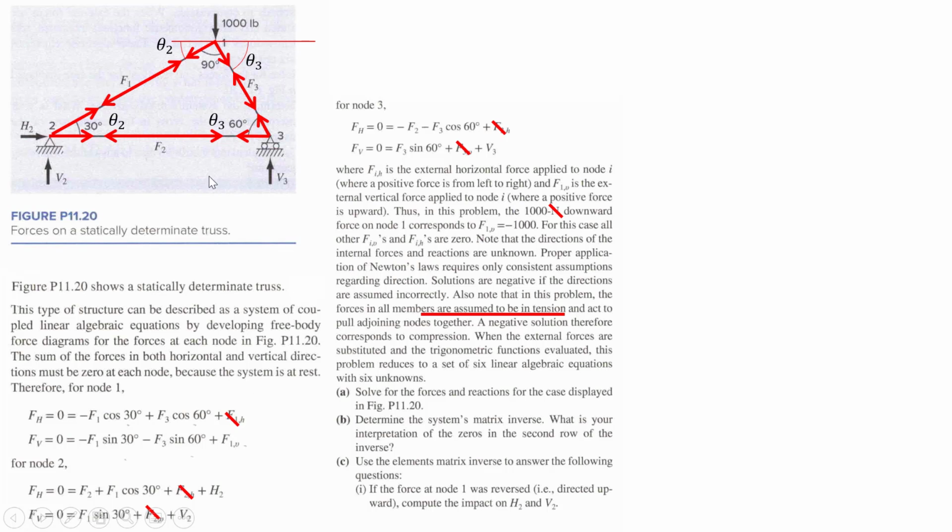I have 6 unknowns. I've got the 3 forces, F1, F2, F3. I've got the 3 reactions, internal reactions at H2, V2, V3. And the only external load that we've applied in the example is 1,000 pounds going down. So that's the minus 1,000 F1V there.